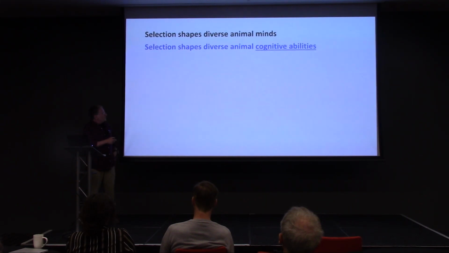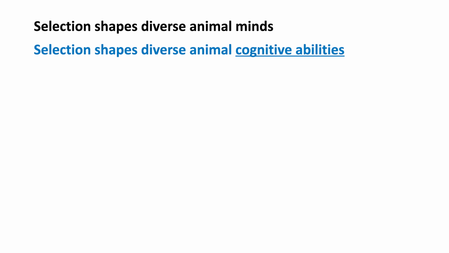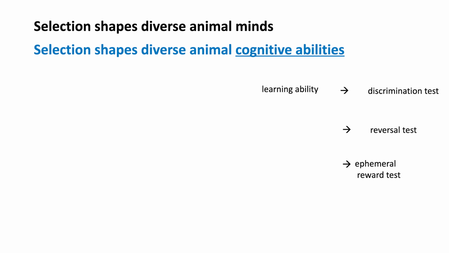Now, if we go back to cognitive abilities and how selection shapes diverse animal cognitive abilities, here sometimes we face the other direction. We start with some kind of behavioral test. And we assume that this behavioral test, for example, discrimination tests, tells us something about learning ability, or reversal tests tell us something about cognitive flexibility. And if an animal passes the ephemeral reward test, it means that it's really clever, like a cleaner fish or a parrot or an ape. So we view it as an advanced cognitive ability.